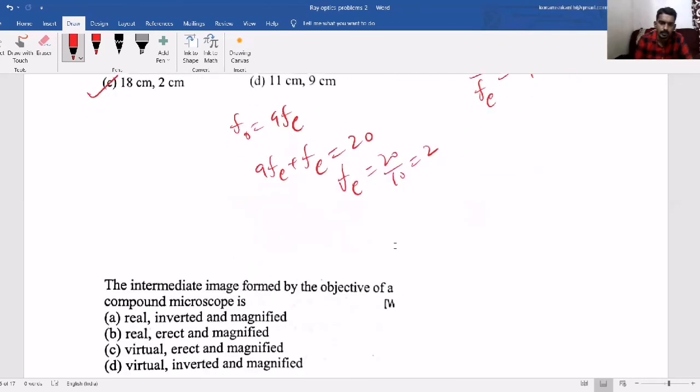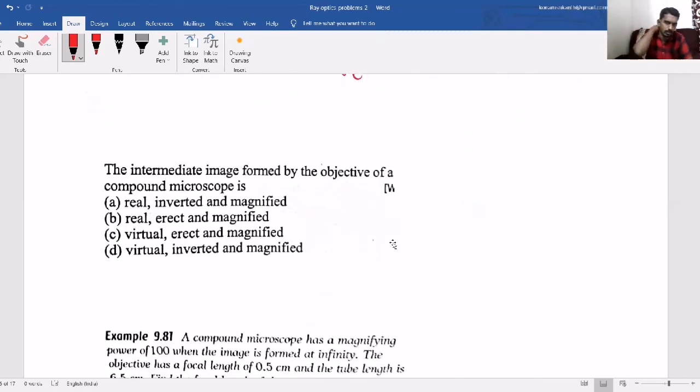Option C. Now let's take another question. The intermediate image formed by the objective of a compound microscope is... The purpose of taking this question is that sometimes they will ask what kind of image is formed as the intermediate image after refraction through the objective, or what is the nature of the final image after refraction through the eyepiece. That kind of question they will also ask you.